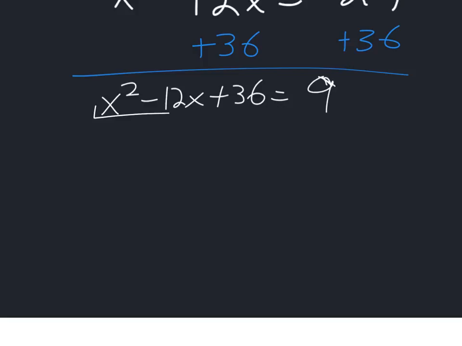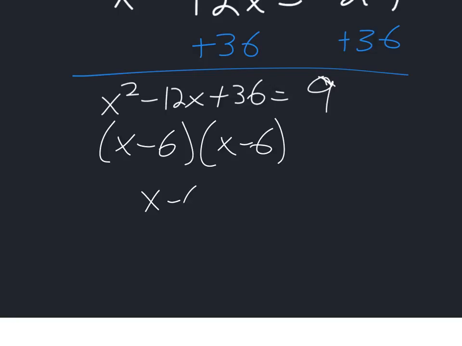Well, if we look at this now, we could go ahead and factor this perfect square trinomial. To do that, you would need to find two numbers that multiply and give you 36, add and give you negative 12, and that's going to be negative 6 and negative 6. And now, there we have it. That's going to be just x minus 6 squared.